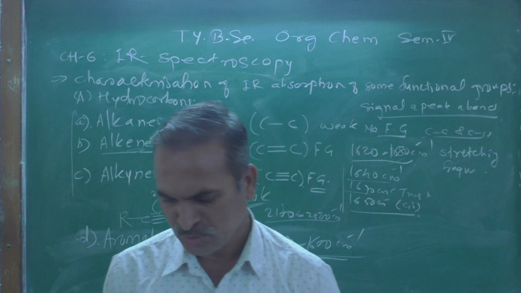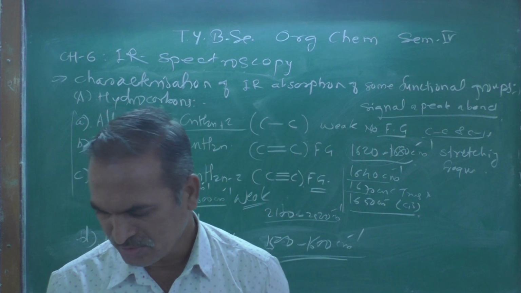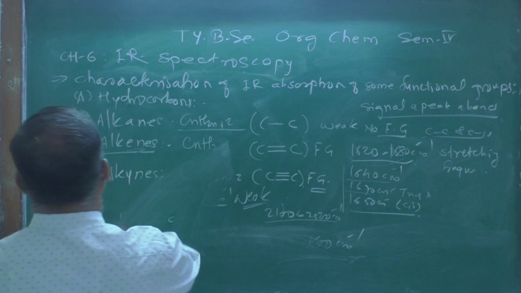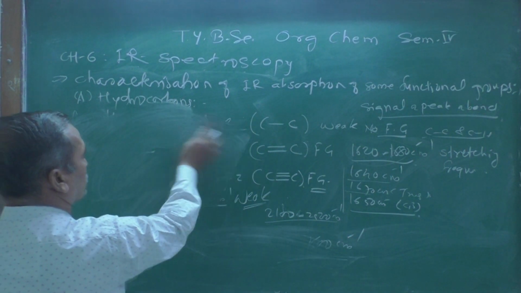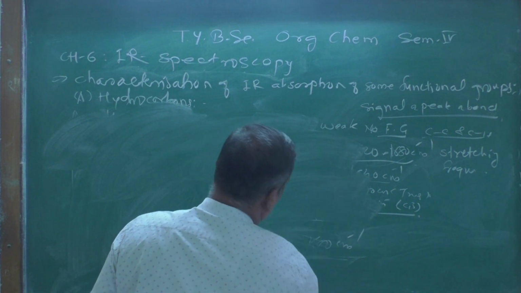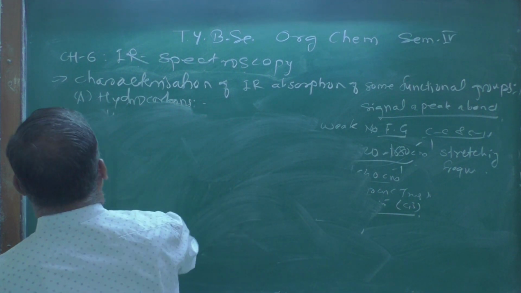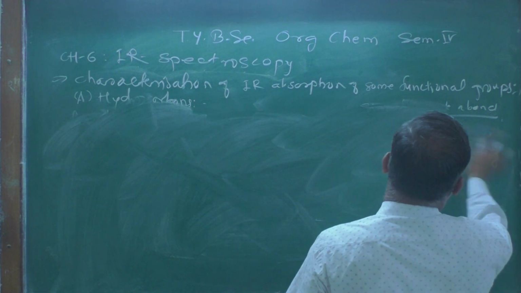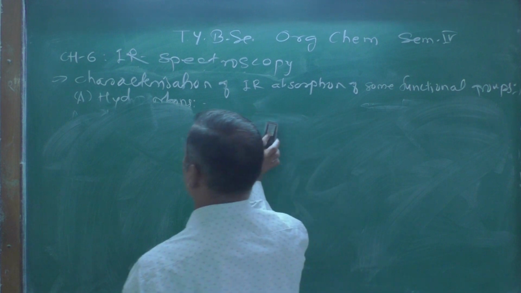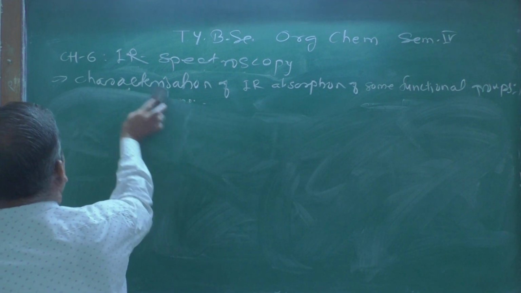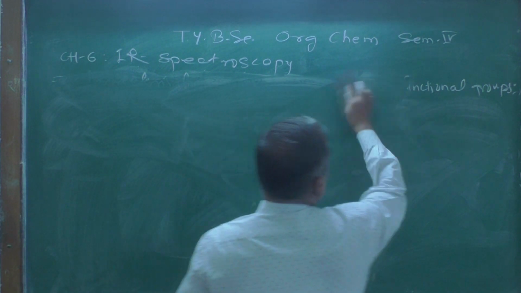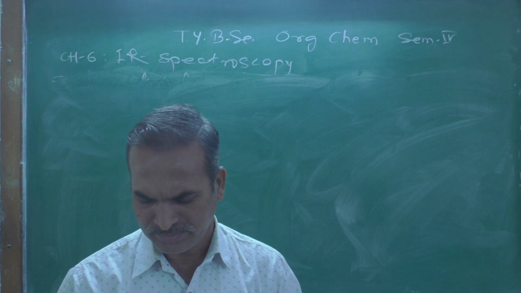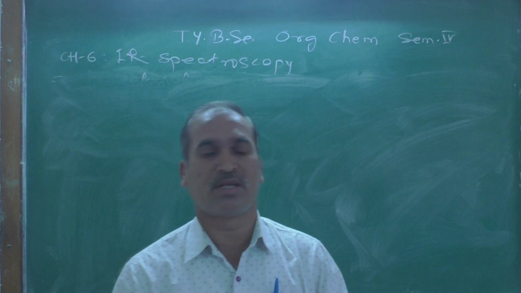Let's see. So generally what kind of spectra they produce, the actual IR spectra, we will discuss in our next lecture. So I think these are the hydrocarbons which we have discussed here. The remaining things we will discuss in our next lecture.